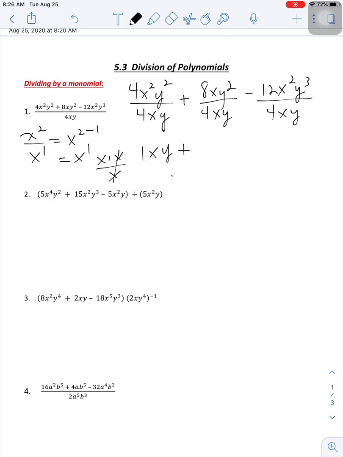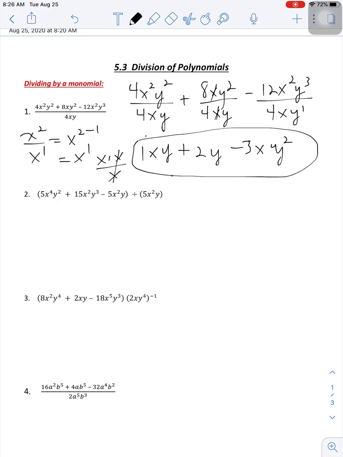And then plus 8 divided by 4 is 2. X over x is just going to drop out, and then you have y squared over y, which is just going to leave you with y. And then a negative 12 divided by 4 gives you a negative 3. X squared over x leaves you with an x, and then y cubed over y, so 3 minus 1 is going to leave you with y squared. So you get a final answer of 1xy plus 2y minus 3xy squared.